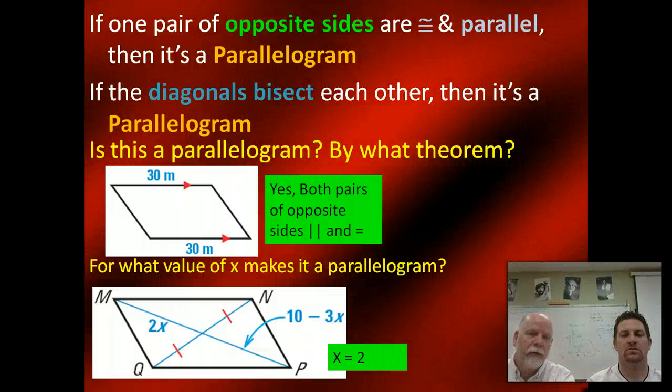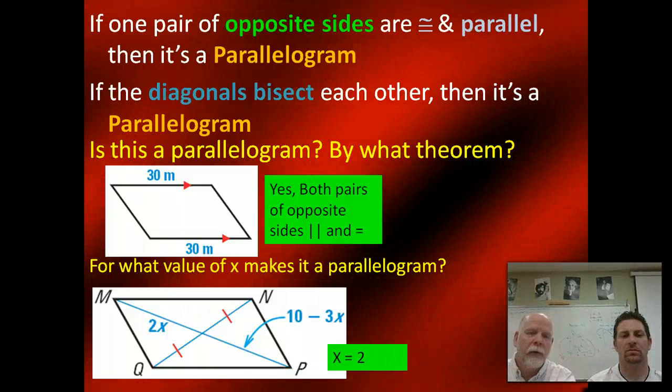So by that last theorem up on top, both diagonals being bisected means that that has to be a parallelogram. All right?